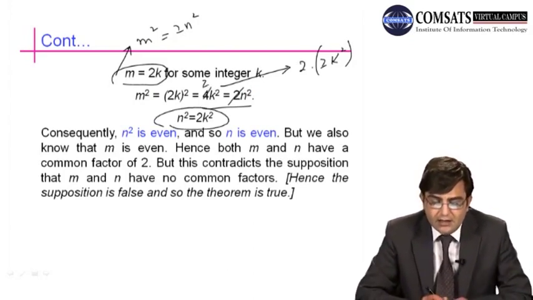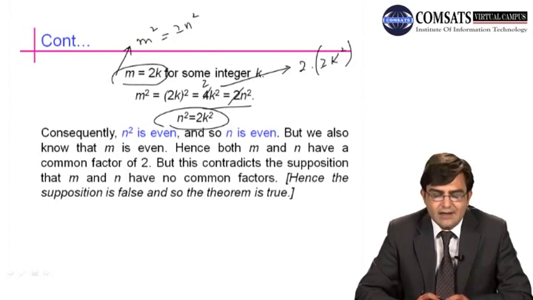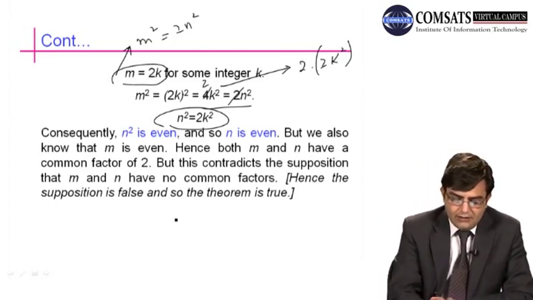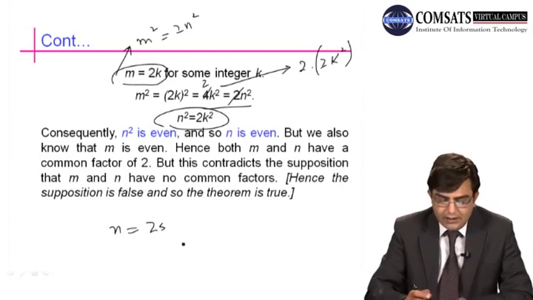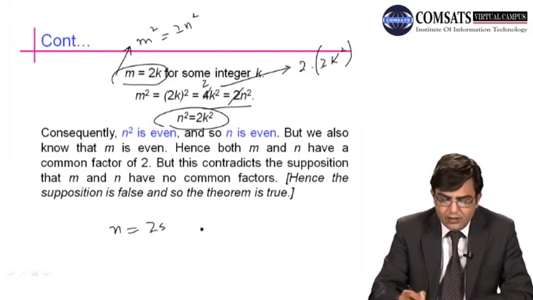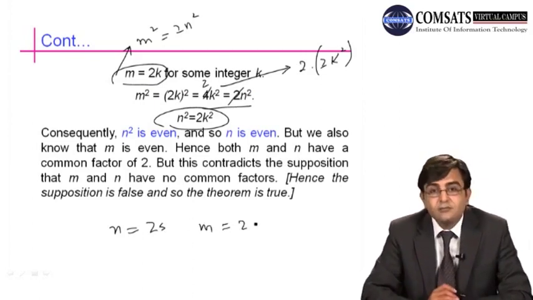Now n square is equal to 2 into some integer. What does it mean? It means that n square is even. If n square is even, then n must be even by the previous theorem. So n is also even. If n is even, then n can be written as 2 into some integer s. Now m we have already written as 2 into k.